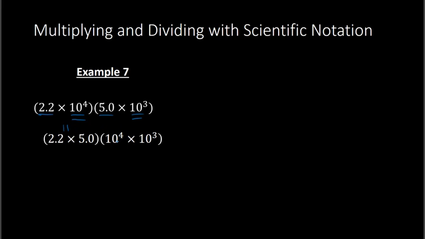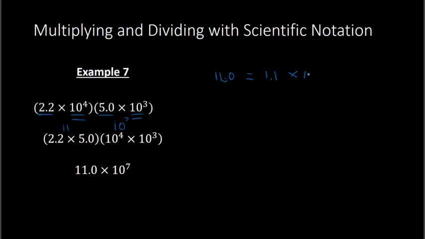And then here, 10 to the 4th times 10 cubed, you're multiplying, so you add the exponents. 4 plus 3 gives me 7. So I have 11, or 11.0, times 10 to the 7th power. This is not quite in scientific notation because the decimal needs to be over after this first non-zero number. So the 11.0, I can write that as 1.1. I move it over here after the 1.